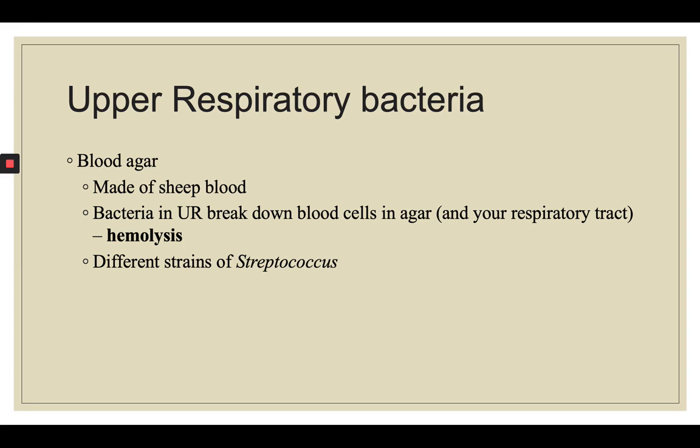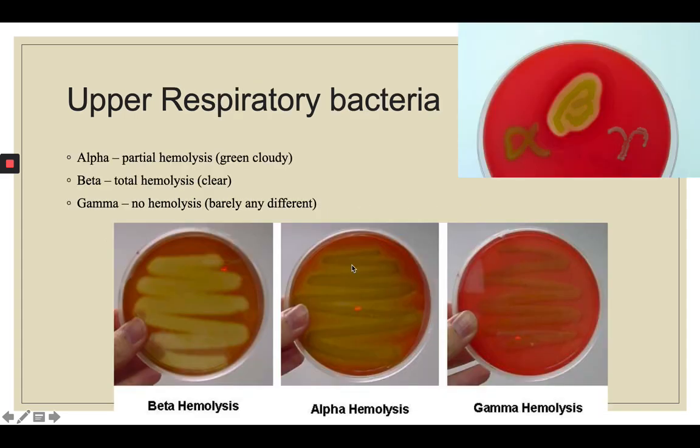If you've ever had strep throat and you're like, oh, my throat hurts so bad, it's because the bacteria is breaking down blood cells. It's called hemolysis. Hemo means blood, lysis means to break down. And what we're going to be looking at with blood agar is different strains of Streptococcus bacteria, which, if you think of strep throat, Streptococcus. Again, you see the descriptor coccus, so it's the round bacteria again.